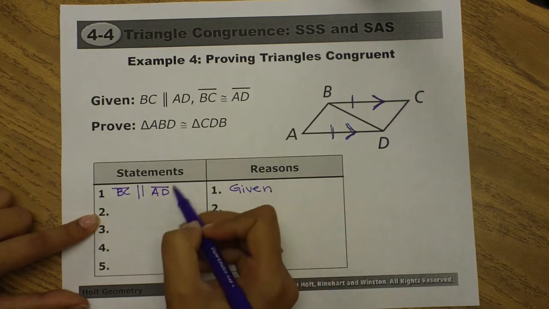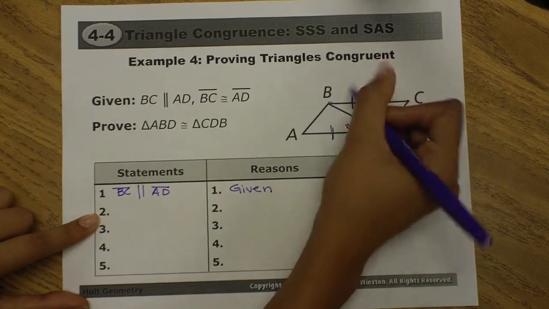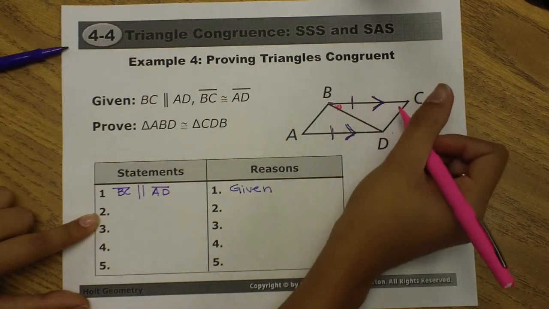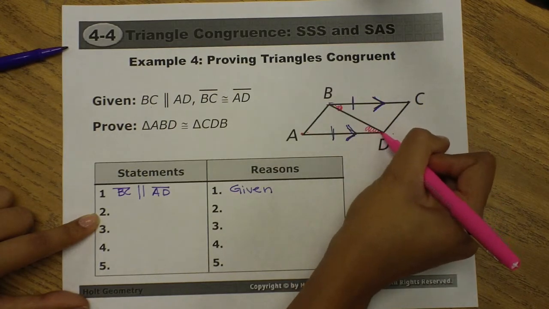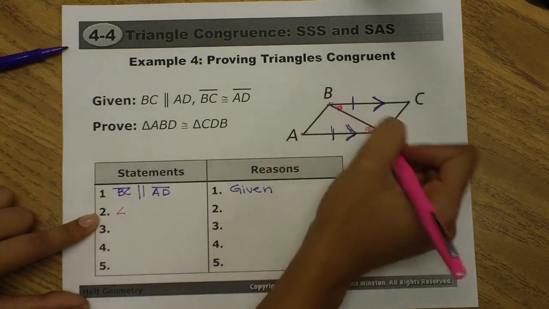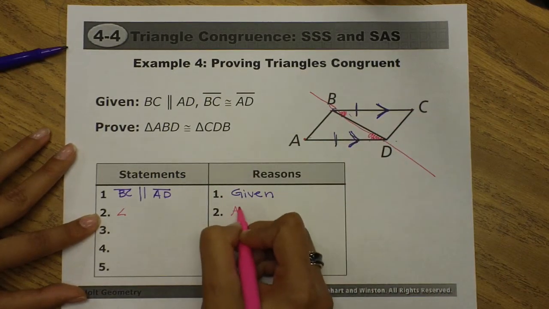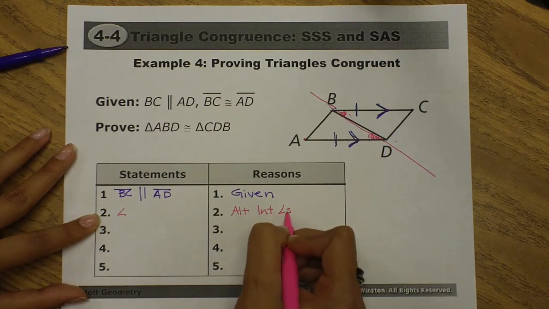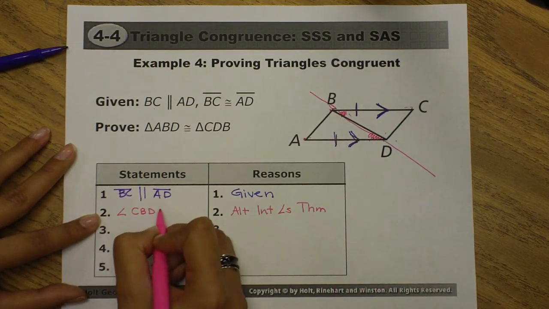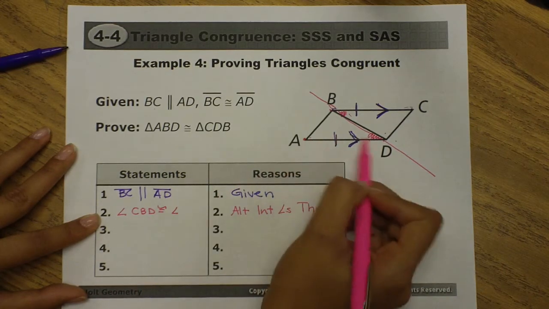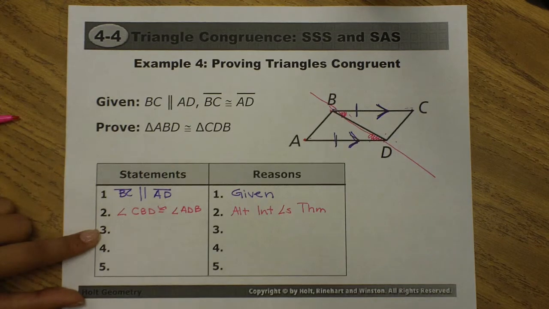That's my reason. And the conclusion that I can draw from that is that angle CBD, this one here, let me use a different color, is congruent to angle ADB, this one here. I can say that because this is my transversal that's cutting through my two parallel lines, so alternate interior angles are congruent. Alternate interior angles theorem. And we said that CBD is congruent to angle ADB. Alright, so now that's all the conclusions that I can come up with using that piece of given information.